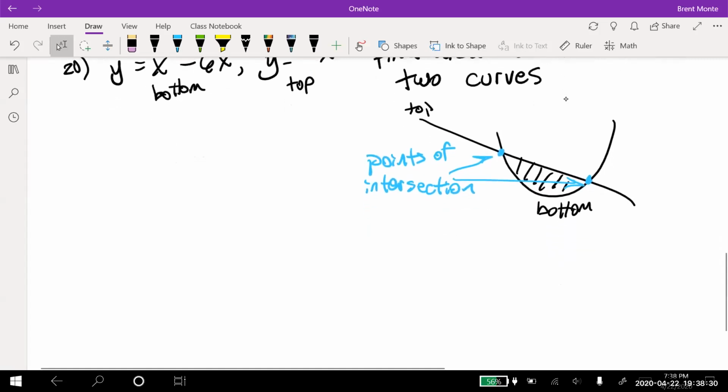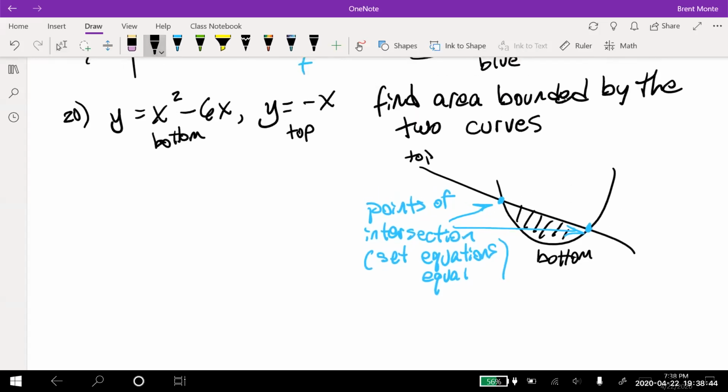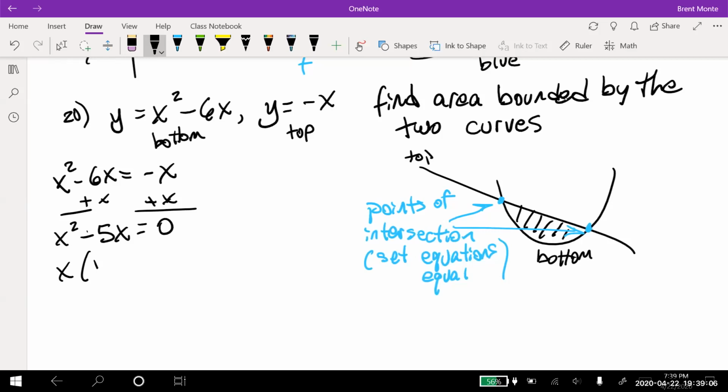To find the points of intersection, set the equations equal, because that's when they intersect, when the two equations are equal to each other. So I come back up here and I go x squared minus 6x equals negative x, and I need to solve that. So I add x to both sides. What I'm doing is getting it set equal to 0 so that I can factor it. I can factor out an x, and I get x times x minus 5. So either x equals 0 or x equals 5. Those are my limits of integration. So I'm going to integrate from 0 to 5.